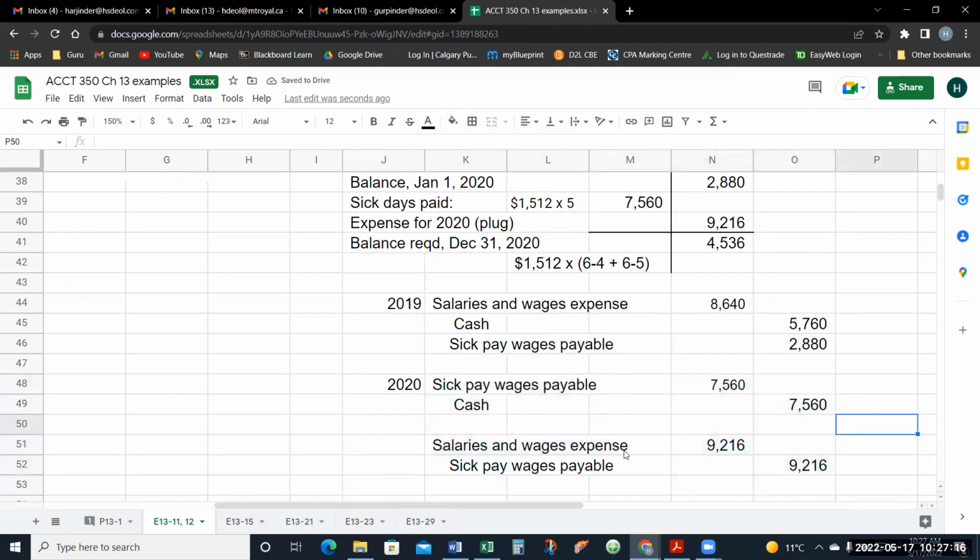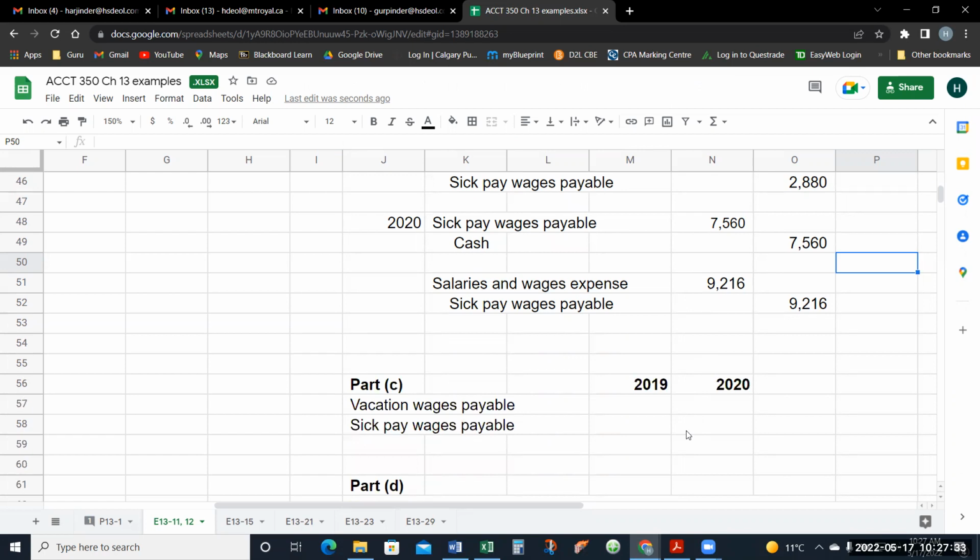So I showed you in two parts here. We could have either combined the two numbers like 2019 or shown them in 2 parts, 2 journal entries like I showed here, 2020. It's entirely your choice.